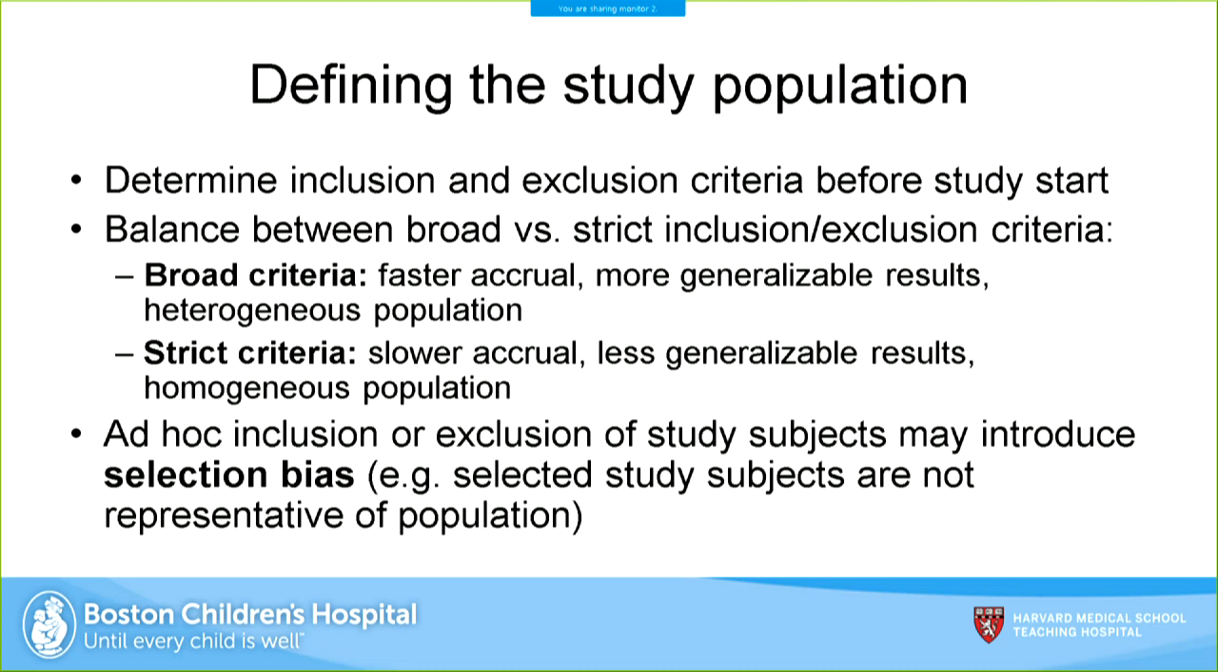Whereas if you have a strict set of criteria, you're going to have a harder time recruiting and accruing subjects. Your results may be less generalizable, but you're going to have a more homogeneous population, and you may have better control over confounders and other characteristics. And again, if you're changing your inclusion-exclusion criteria in an ad hoc manner, you're going to introduce selection bias. So the selected study subjects are not really representative of the population that you're trying to analyze.